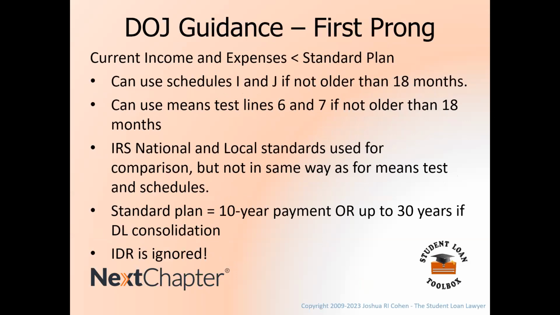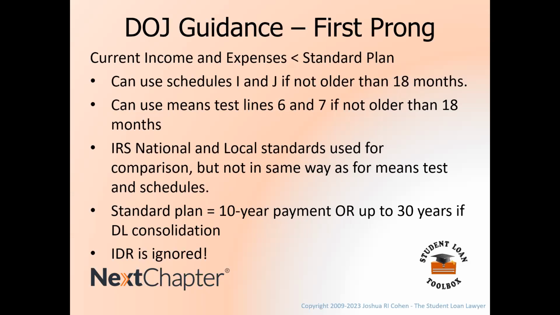Okay, the first prong again, current income and expenses: current income minus expenses is less than the standard plan payment. Now, you can use schedules I and J if they're not older than 18 months. If you're in a chapter 13 and you have amended schedules I and J, and those amendments are not older than 18 months, you can use them. You can also use means test, lines 6 and 7, again, if it's not older than 18 months. They want to know what's going on. If the I and J doesn't paint an accurate picture, they want a more accurate picture.